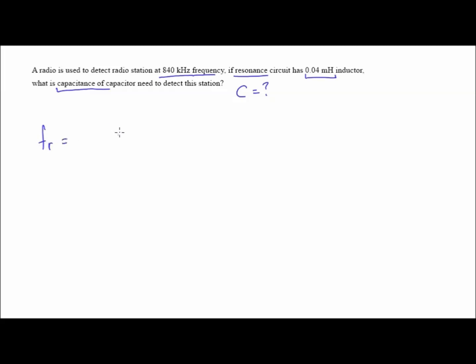Resonance frequency is equal FR equal 1 over 2 pi root LC. So F is given, L is given 0.04 millihenry. Milli means 10 to minus 3 Henry. Pi is constant, pi equal 3.14. And 2 is a number and 1 is a number. So I can calculate the capacitance. From there, capacitance is equal.